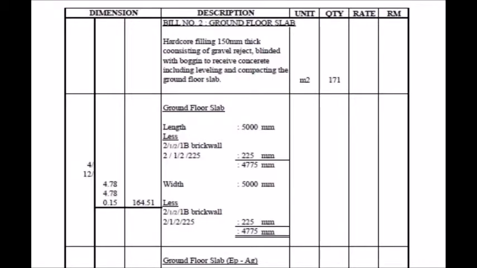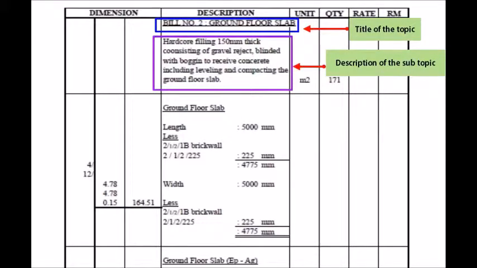So, we begin by calculating the hardcore of the ground floor slab. Remember, whenever we start the calculation for each subtopic, do not forget to write down the title of the topic and the description for each subtopic. For hardcore, we write the description as hardcore filling 150 mm thick consisting of gravel reject, blinded with oxygen, to receive concrete including leveling and compacting of ground floor slab.